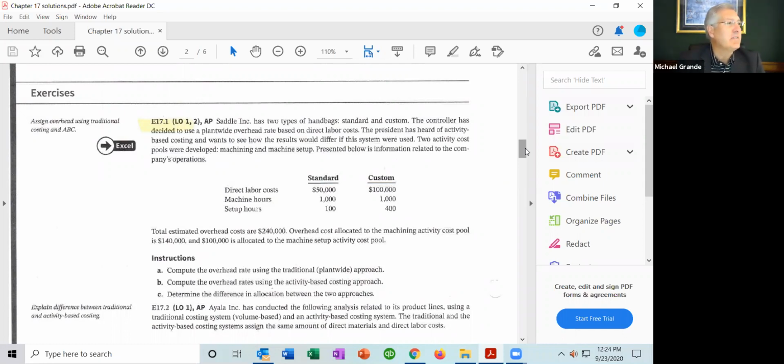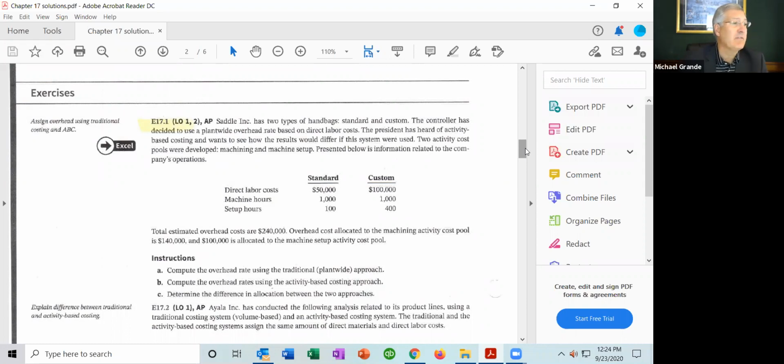It says here, Saddle Inc. has 2 types of handbags, standard and custom. The controller has decided to use a plant-wide overhead rate based on direct labor costs, direct labor dollars. Here we're going to be looking for a percentage. The president has heard of activity-based costing and wants to see how the results would differ if this system were used. 2 activity cost pools were developed, machining and machine setup. Presented below is information related to the company's operations.